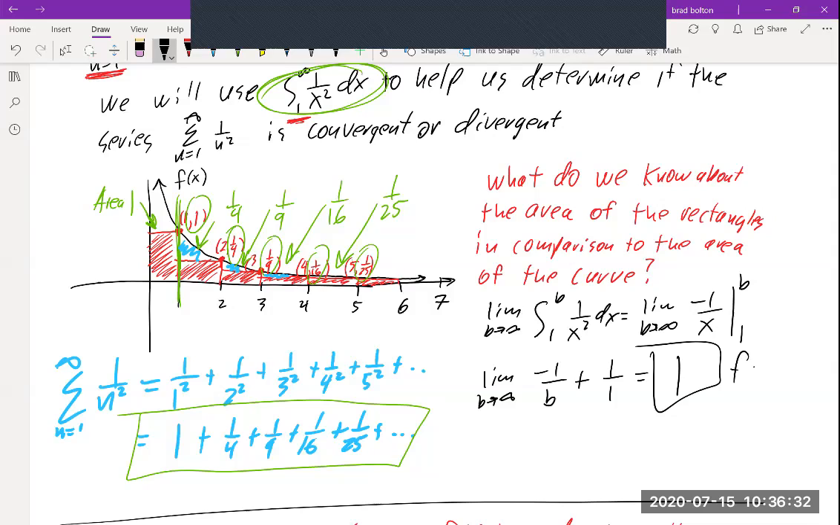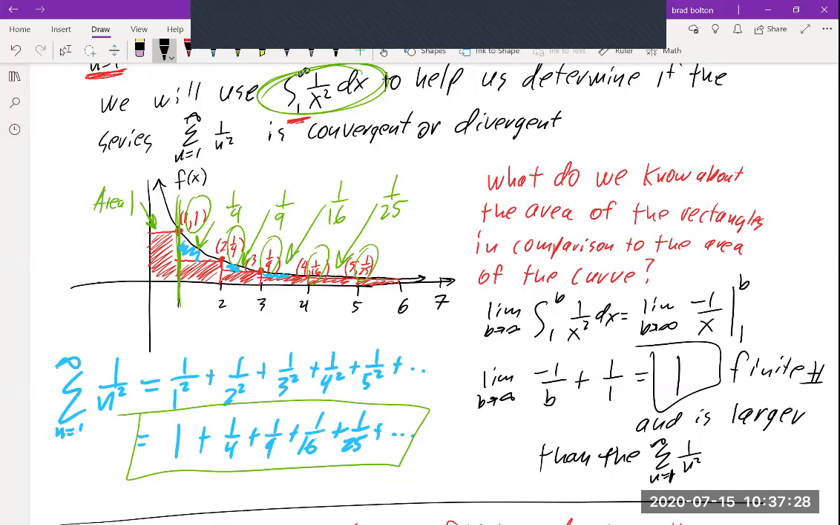So here's the thing. This is a finite number and is larger than the sum of all the terms of the series, the series n equals 1 to infinity of 1 over n squared. So the thing is that we know this, n equals 1, is smaller than that.